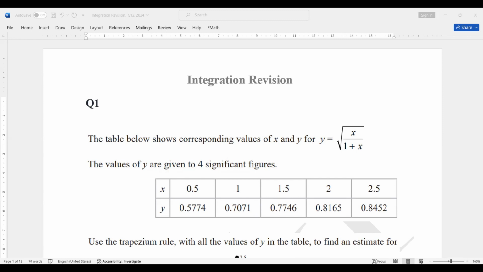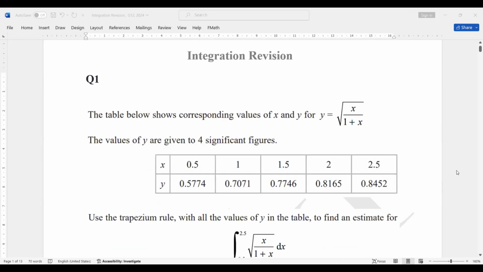Integration revision. So we start the revision in order of the topics of integration. Question number 1, started to solve, and then I check the final answer with you.